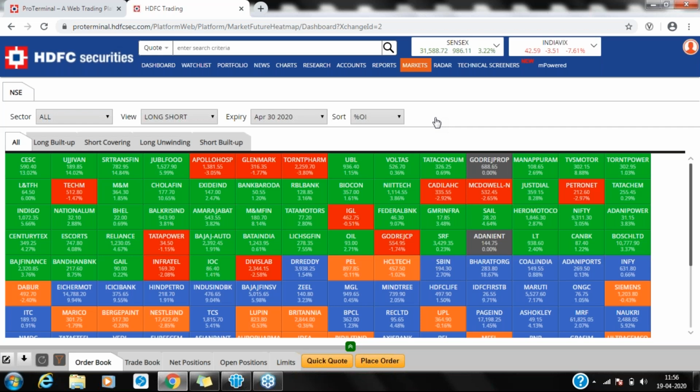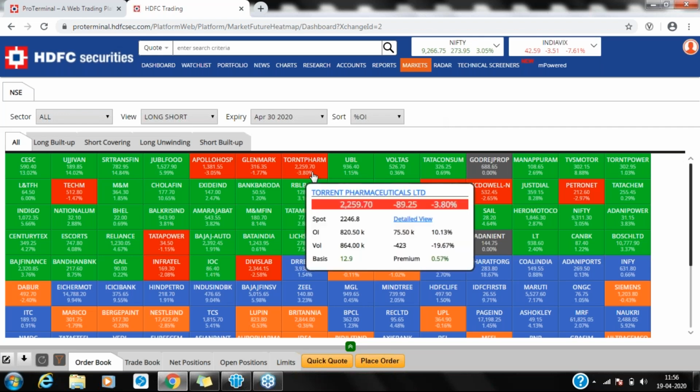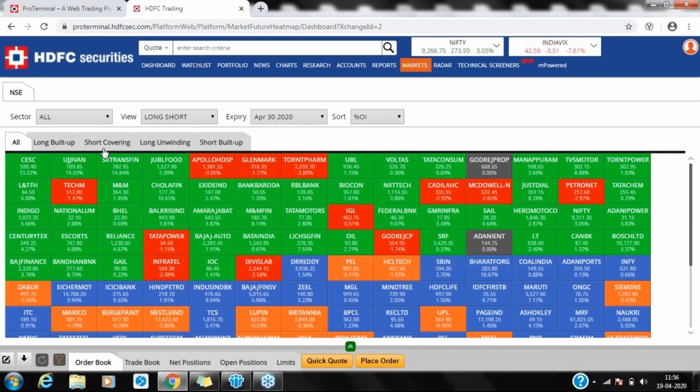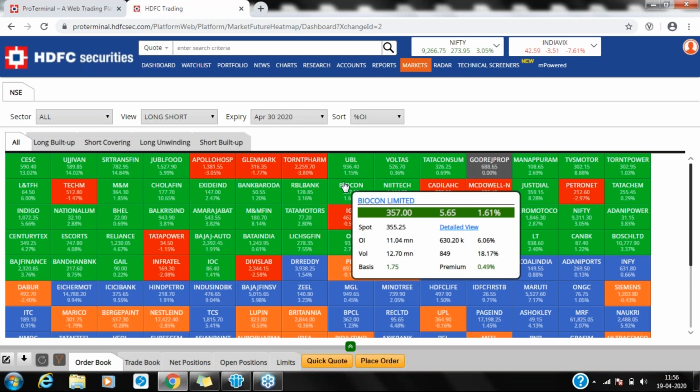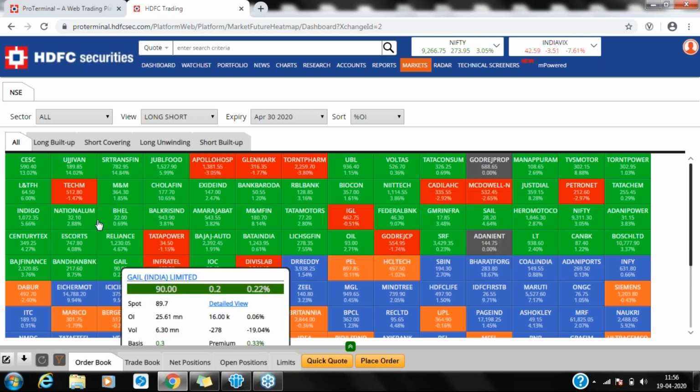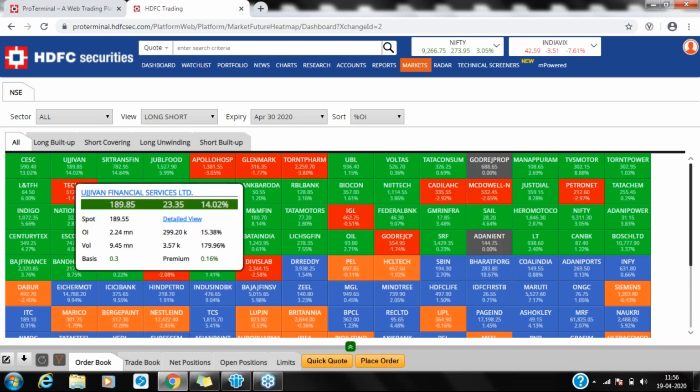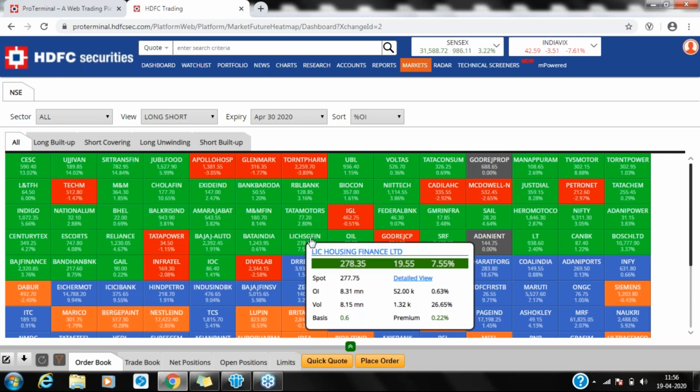It gives us an idea which stocks are having a long build up, a long unwinding, a short build up, or short unwinding, a short covering. Okay, so these are the four things covered by the heat map of FNO. On the first page, you will see all the details, all four things: the long build up, short covering, long unwinding, and short build up.